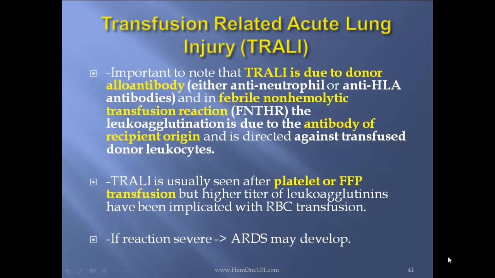Important to note that TRALI is due to donor alloantibody, either anti-neutrophil or anti-HLA antibodies, and in febrile non-hemolytic transfusion reaction, the leukoagglutinin is due to antibody of recipient origin and is directed against transfused donor leukocytes. TRALI is usually seen after platelet or FFP transfusion, but higher titers of leukoagglutinin have been implicated in RBC transfusions. If the reaction is severe, ARDS may develop.